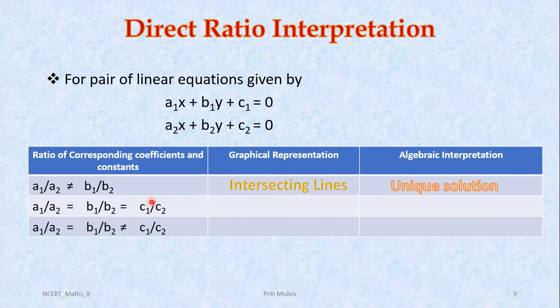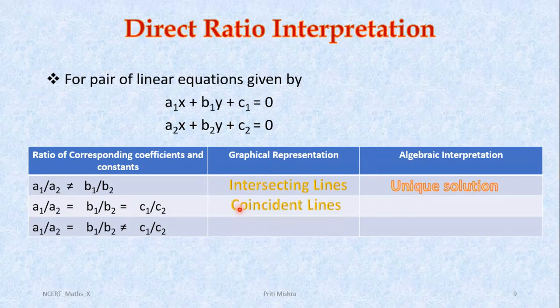Then while calculating these three ratios, if you are finding A1 upon A2 is equal to B1 upon B2 is equal to C1 upon C2, means all these three ratios are equal with each other.